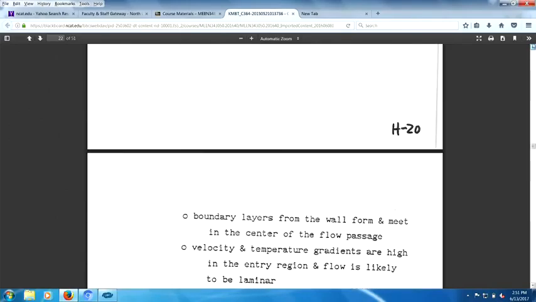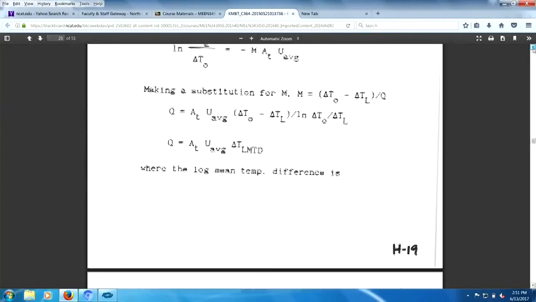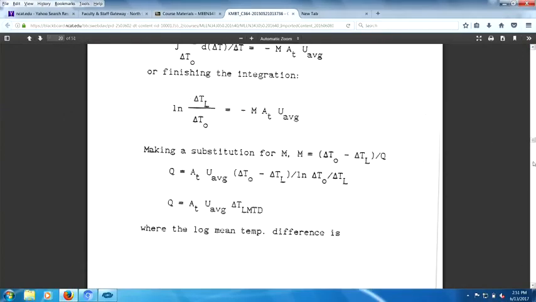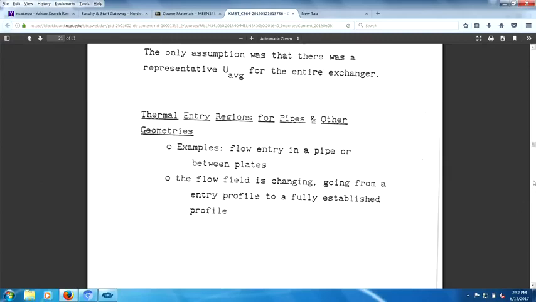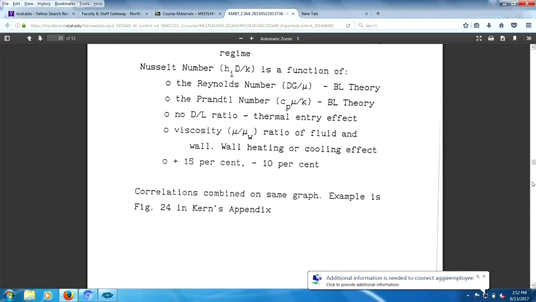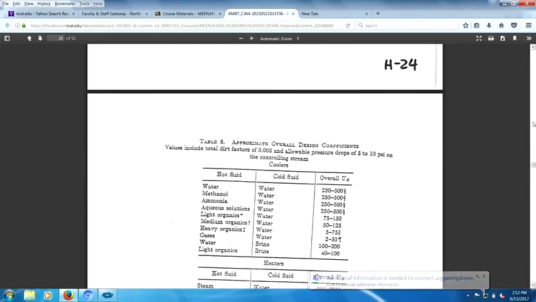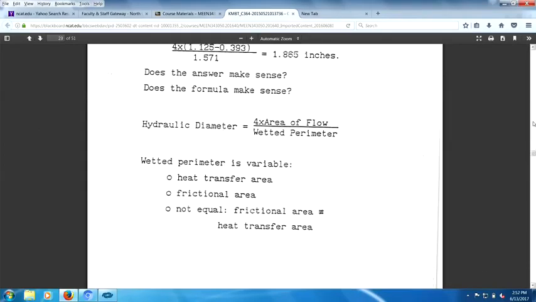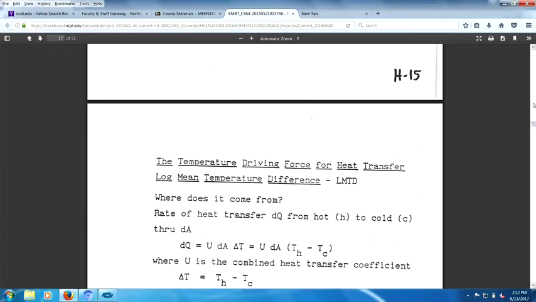And one of the things, it's way up here somewhere, huh? One of the things you should recognize about dirt factors, let's go down here. Delta T. There you go, entry regions. Go up here. Sad story about dirt factors.